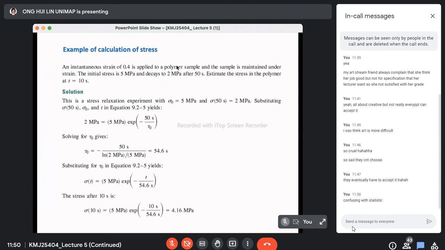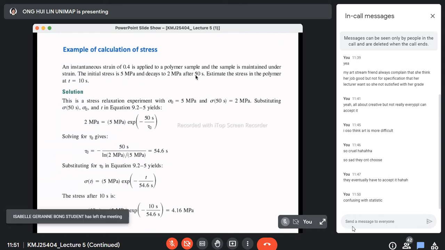So the specimen is maintained under strain, in a constant strain. Maintained under strain means constant strain. The meaning is the same, only the wording is different. So this is playing around with the English. The initial stress is 5 megapascal, and it decays to 2 megapascal after 50 seconds.